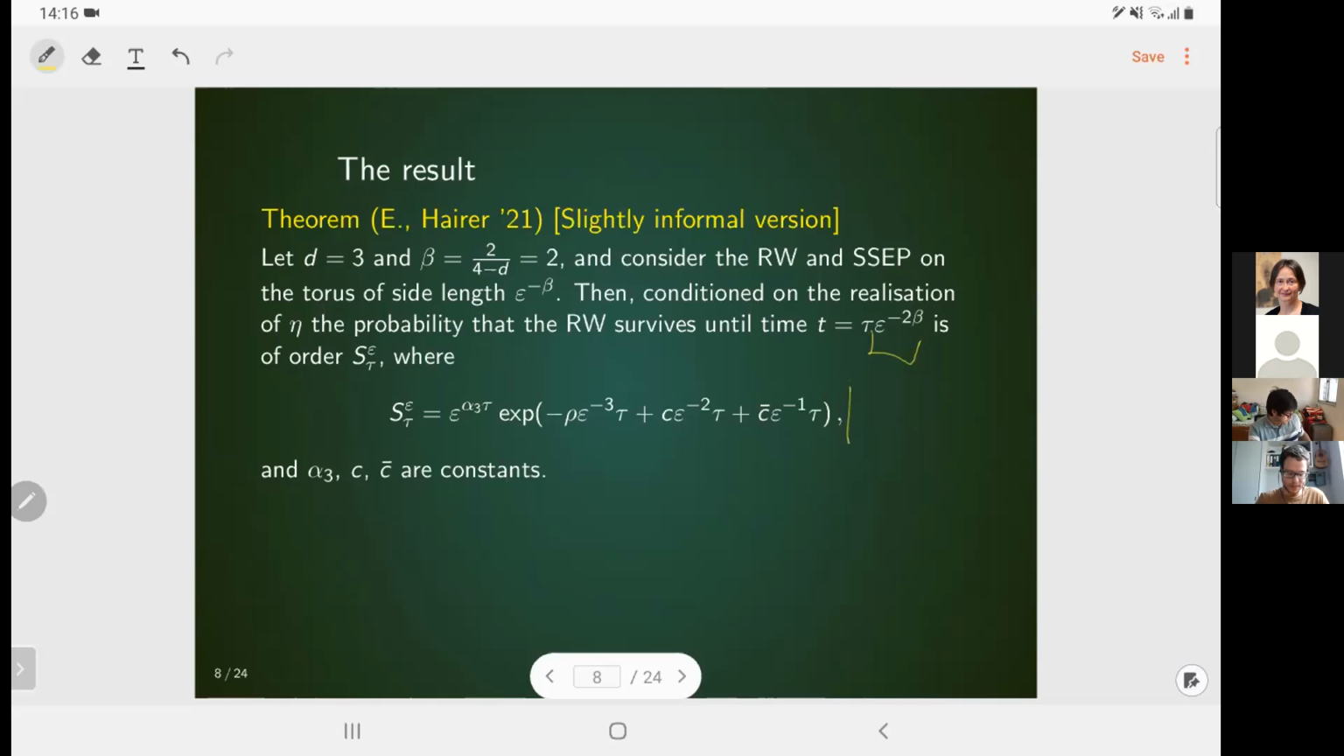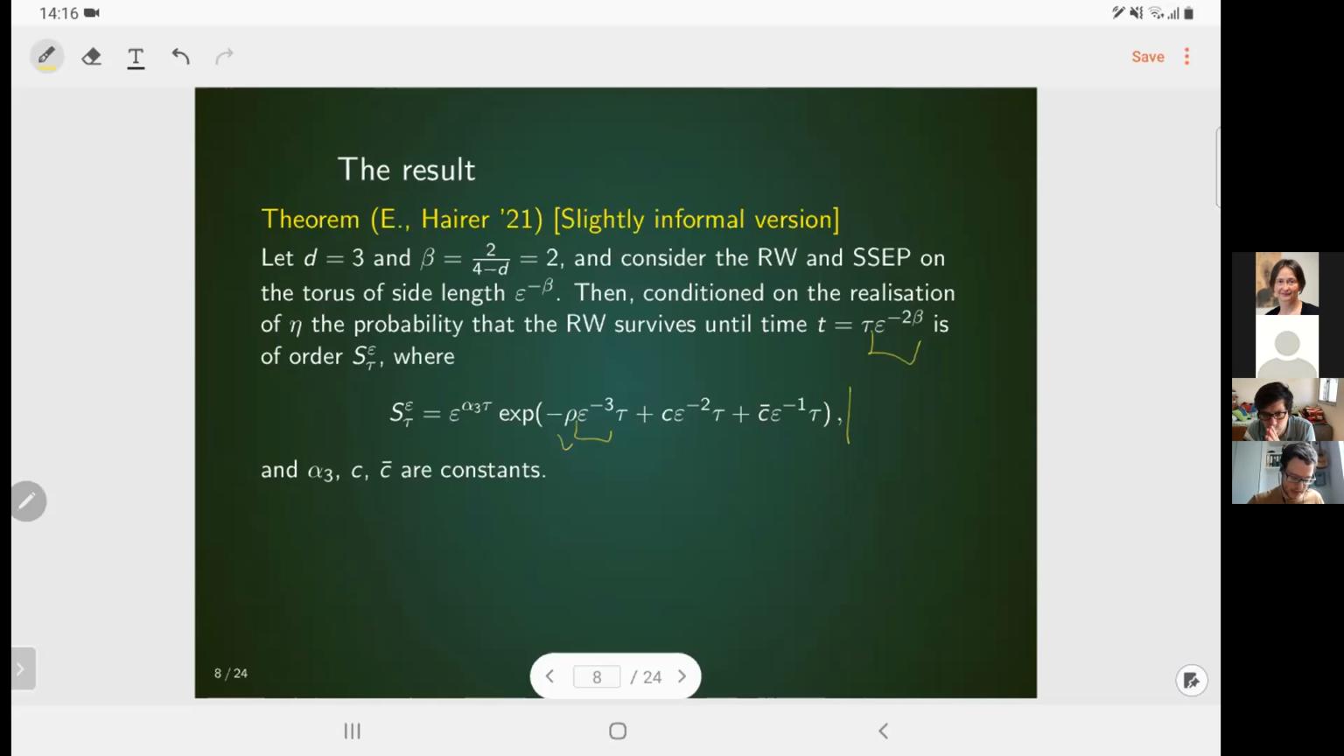Okay. So let's have a careful look at this. First of all, let's look at the exponential. In the exponential, you really see 3 terms. You see the leading order term, which is epsilon to the minus 3 times rho times tau. Then there's a constant c times epsilon to the minus 2 tau plus some constant c bar times epsilon to the minus 1 tau. Here, c and c bar are really constants. We essentially have an explicit formula in terms of convolutions of discrete heat kernels.